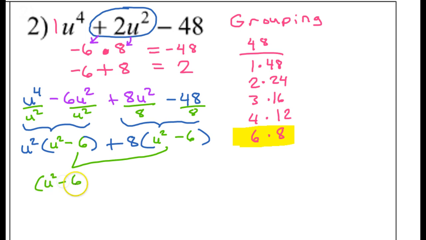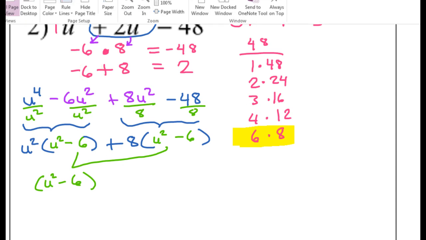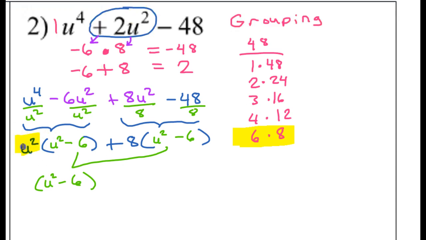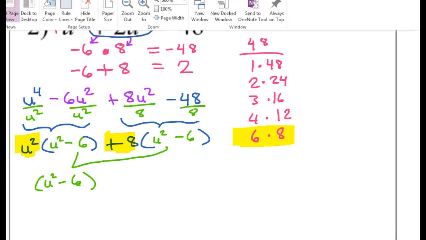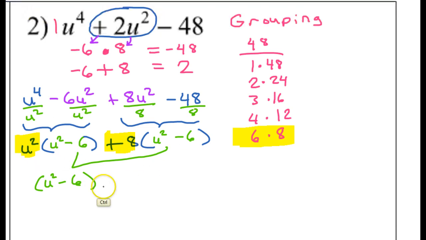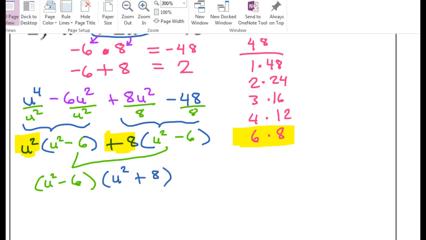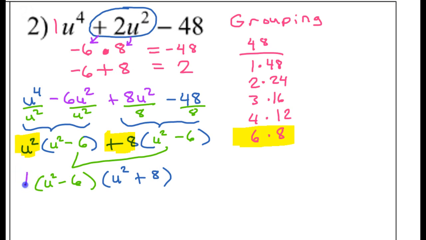So I will take my u squared minus 6 and put it in the front. That is going to leave behind the u squared and the 8. All right, if I take the parentheses away, I will still have u squared plus 8 left. And that's why this is my final answer.